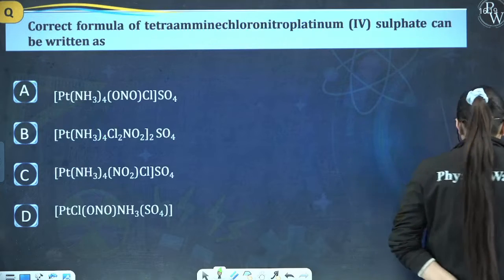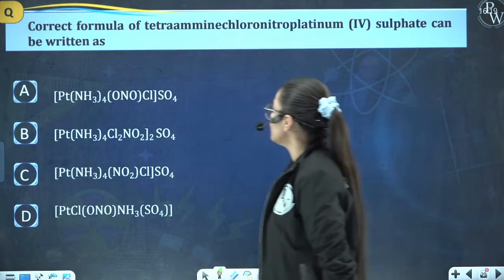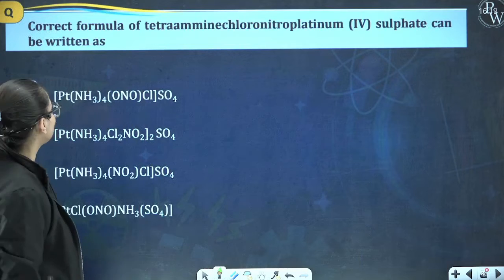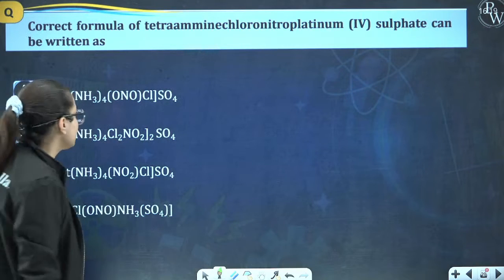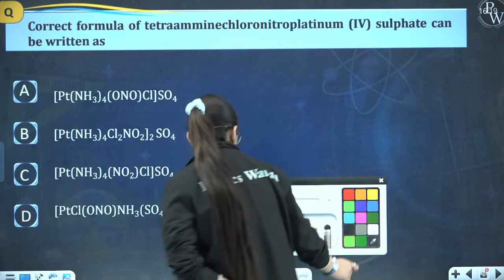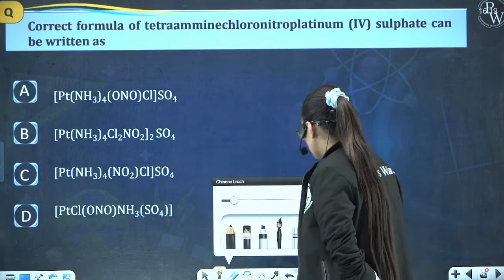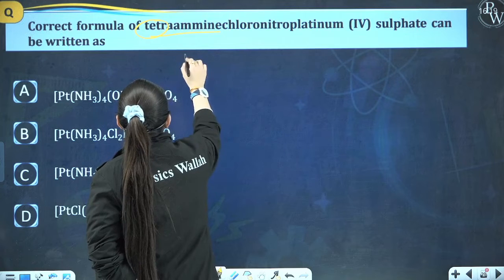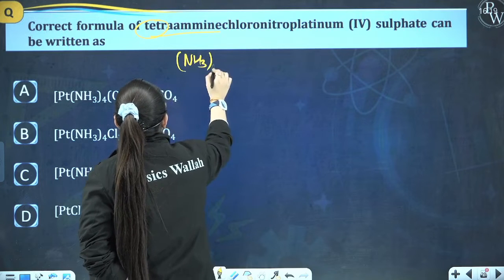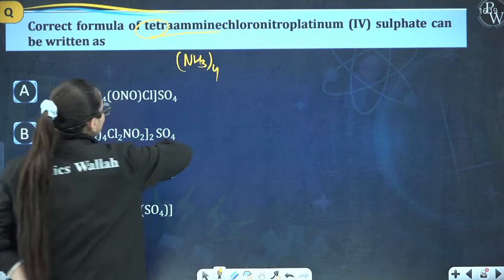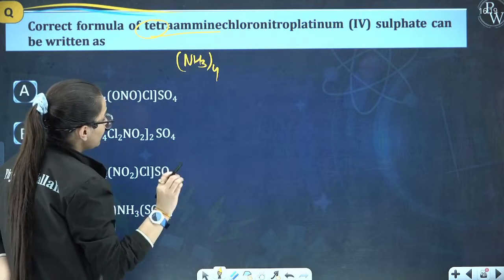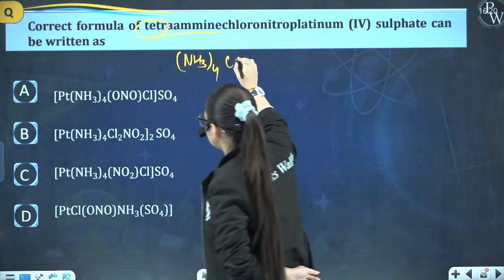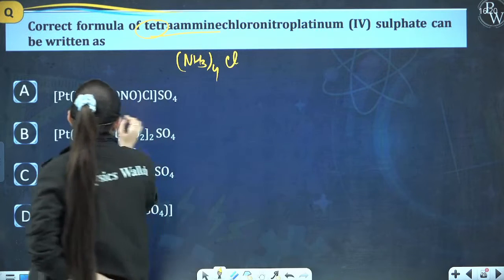Yes, ma'am. Okay. So the next question is, the correct formula of tetraamine chloronitroplatinum(IV) sulfate can be written as. Tell me fast, what shall happen over here? See, students, here tetraamine, again how many? NH3, 4. Okay, then we have chloro-nitroplatinum. Now we have chloro also, that means 1 Cl shall also be there. Let us find out. See, 4 NH3, 1 Cl.